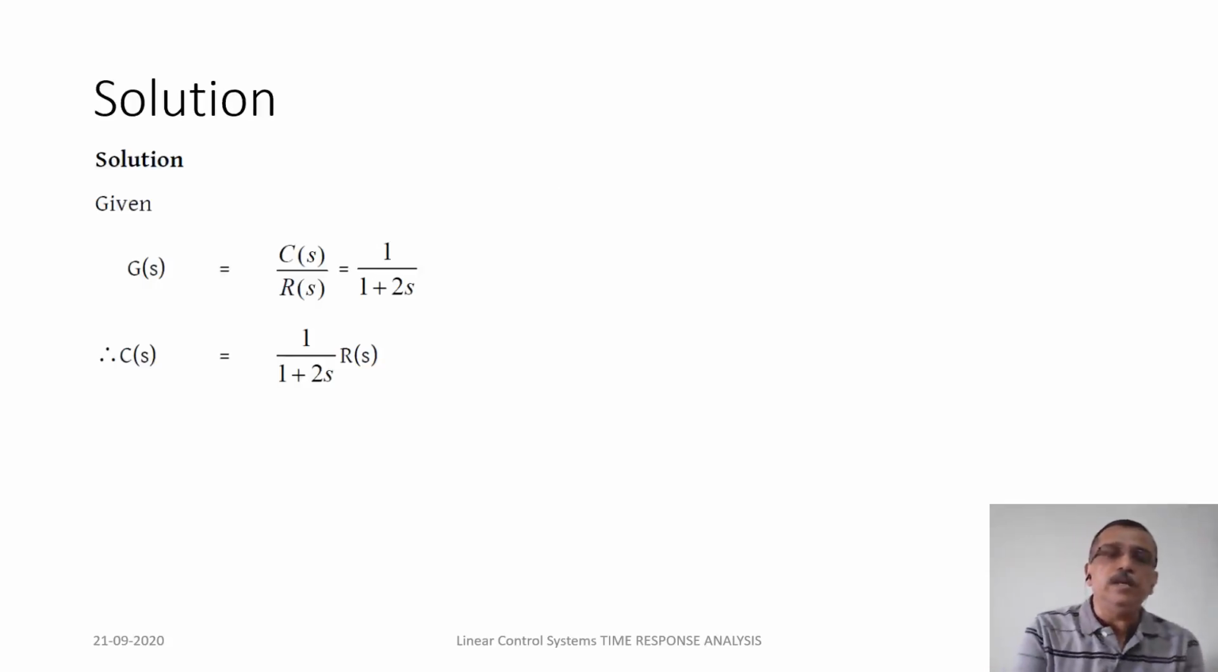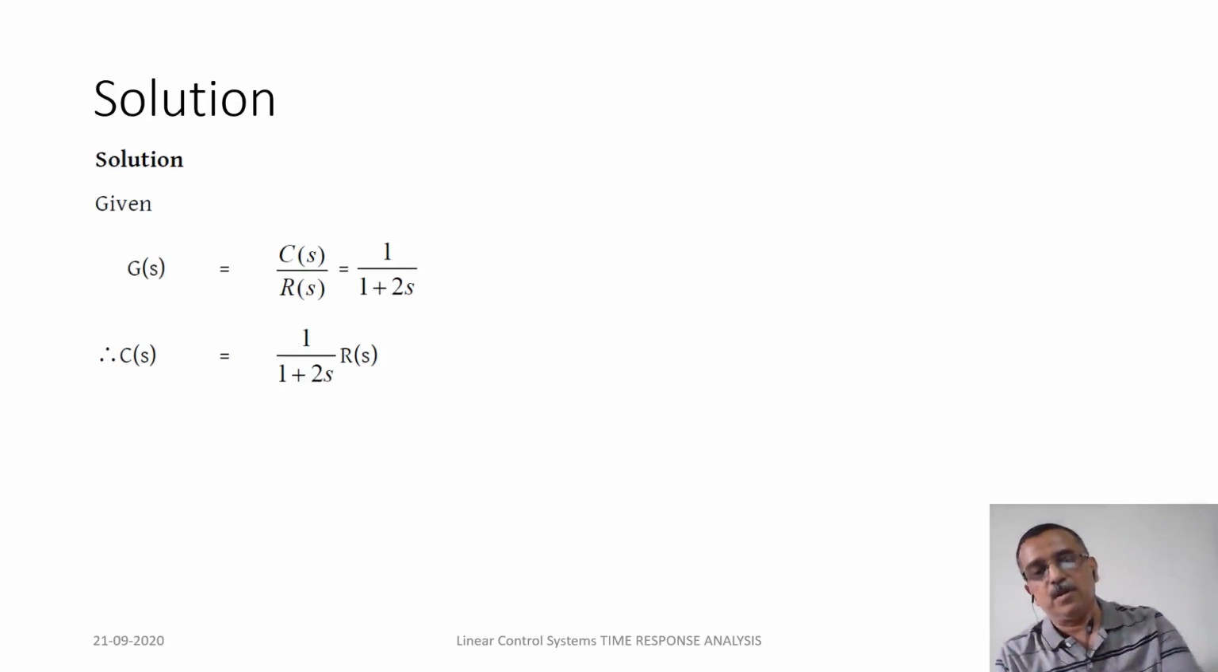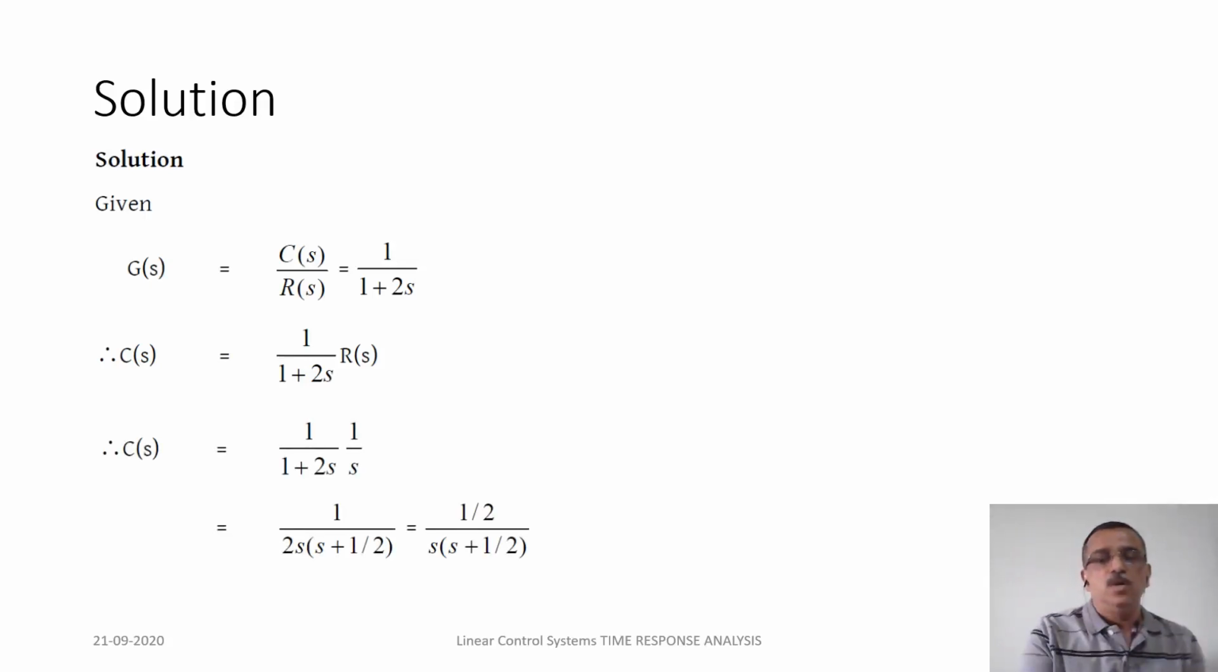In the question, it was given GFS is 1 by 1 plus 2s. So what is CFS? 1 plus 2s into R of S. We are finding step response. So what is R of S? 1 by S. So it is 1 by 1 plus 2s into 1 by S.